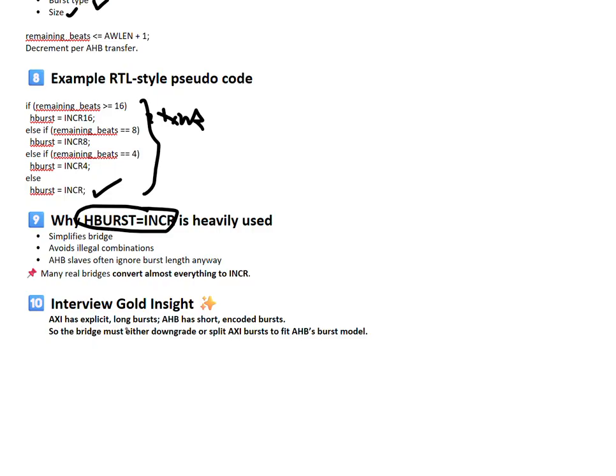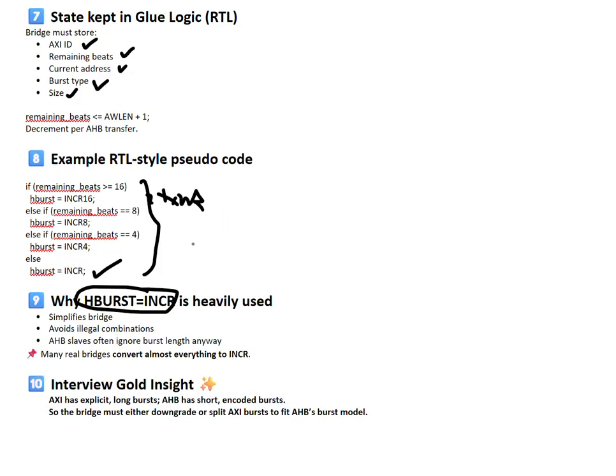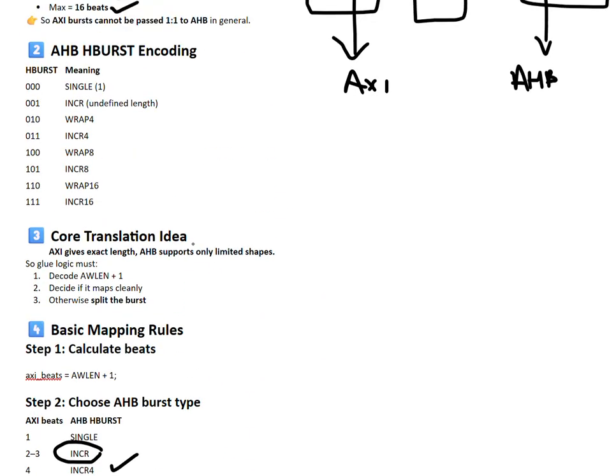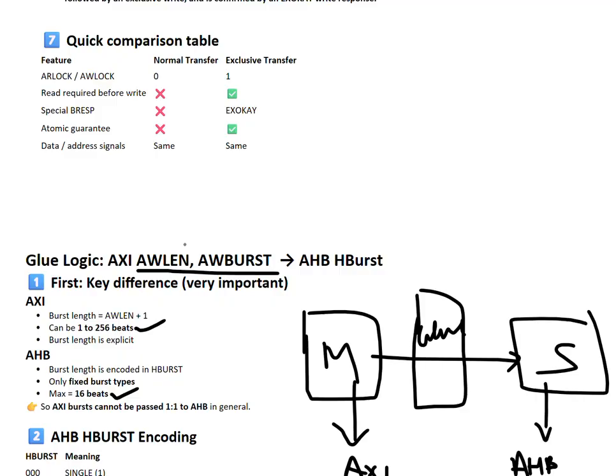So AXI has explicit long bursts, but AHB has short encoded bursts. So the bridge must either downgrade or split the AXI burst to fit the AHB burst model. So this would have given a good idea about how to do the glue logic when we're taking the signals of length and burst from the AXI world to the AHB world.